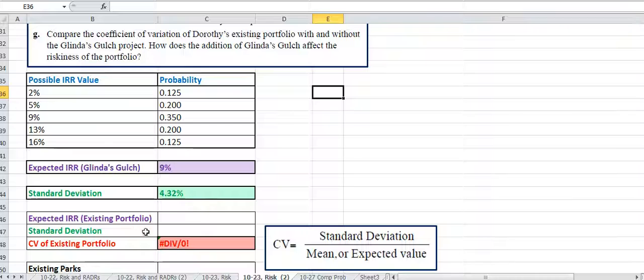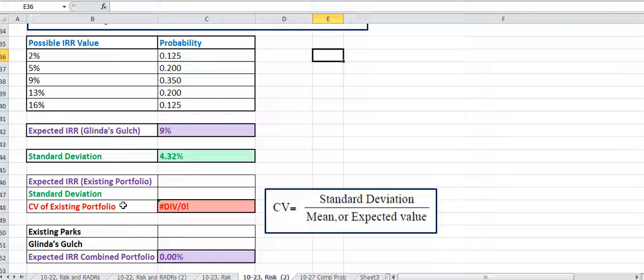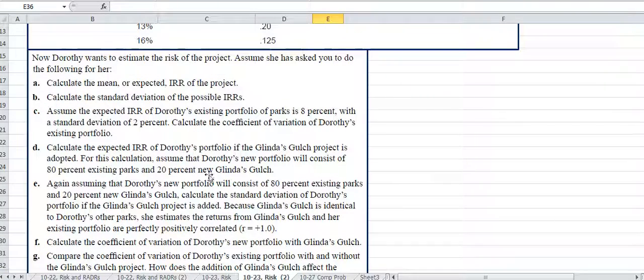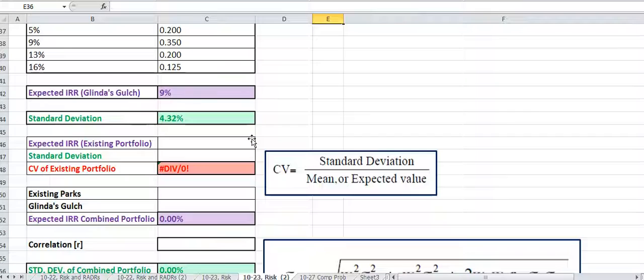Now we want to look at the expected internal rate of return for her existing portfolio and the standard deviation, which if you read up here in part C right here, the IRR is 8% and the standard deviation is 2, and then we're going to calculate the coefficient of variation for Dorothy's existing portfolio. So 8% here, 2% here, and we have a coefficient of variation of 0.25.